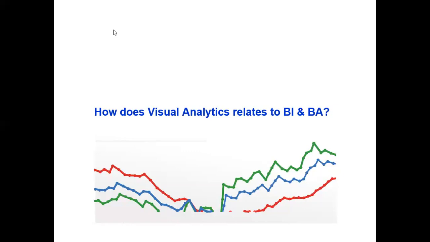So till here, am I clear? Now we'll go into visualization, and we'll see the different types of graphs or charts we have. After that, we'll move into the IBM Cognos tool. Till here, am I clear?